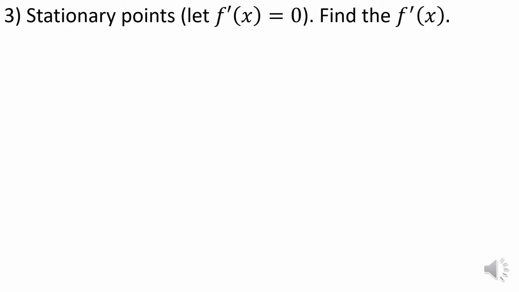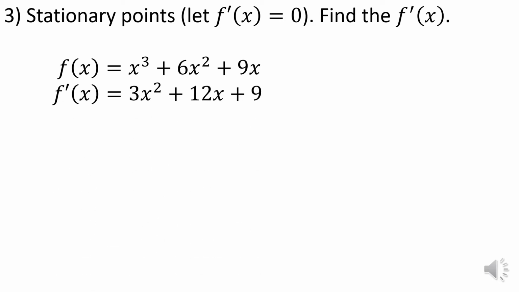Number 3. We have to work out the stationary points. In order for us to do this, we need to let the first derivative equal to 0. And how do we do that? We first need to find the first derivative. So, we need to differentiate our original function. When we do this, we should be left with 3x squared plus 12x plus 9.